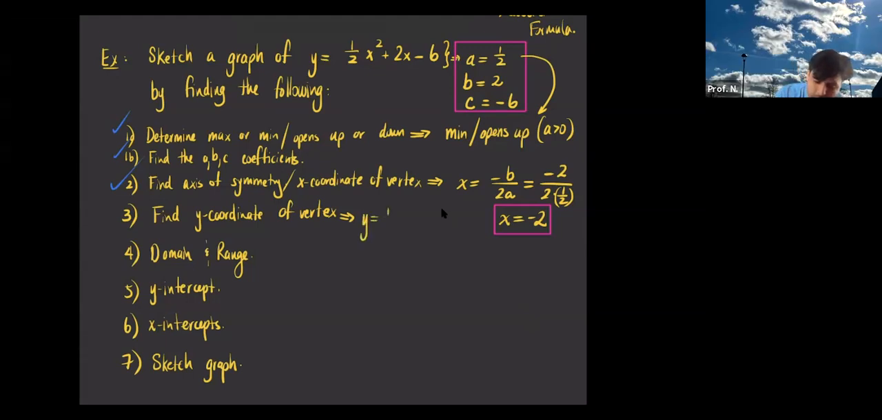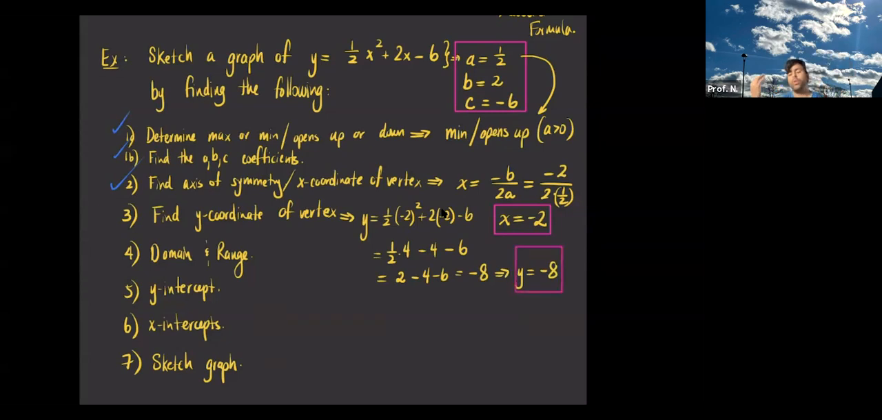So y equals 1/2, and then you plug in -2 squared plus 2 times -2 minus 6. Negative 2, when you have that parentheses around it and you square it, you get 1/2 multiplied by 4. This equals negative 4 minus 6. 1/2 times 4 is 2, minus 4, minus 6. So 2 minus 4 is negative 2, minus 2, minus 6 is negative 8. So I know that y equals negative 8. I know that these are the x and y coordinates of my vertex.